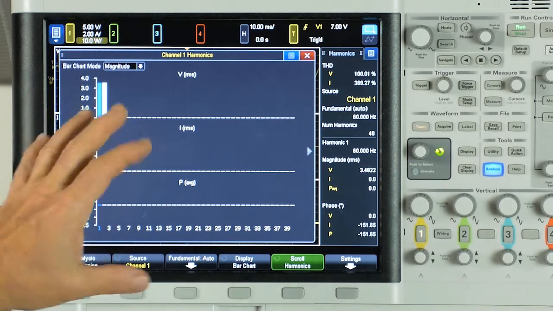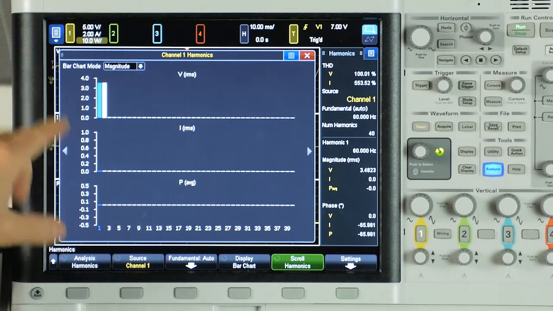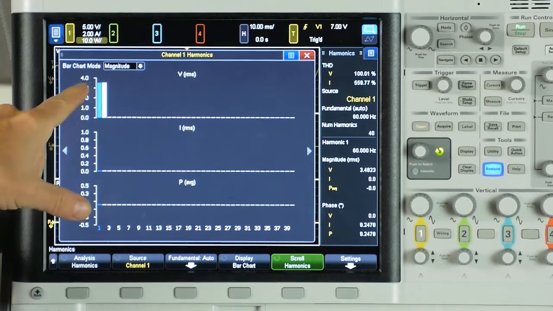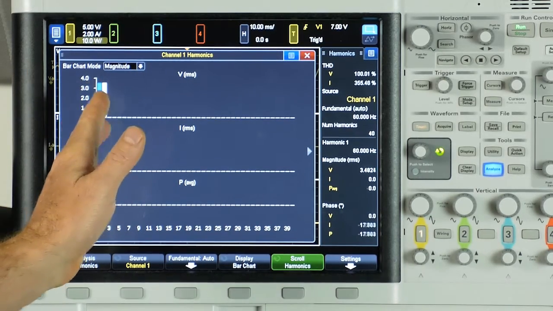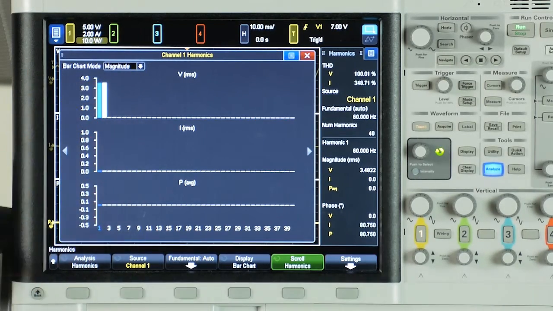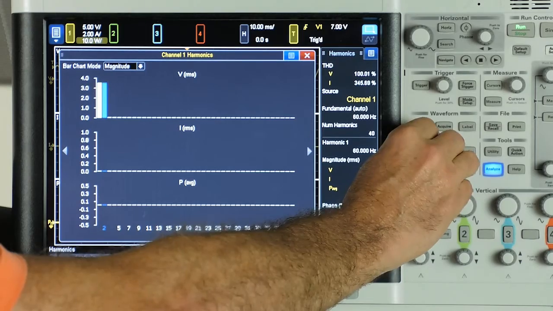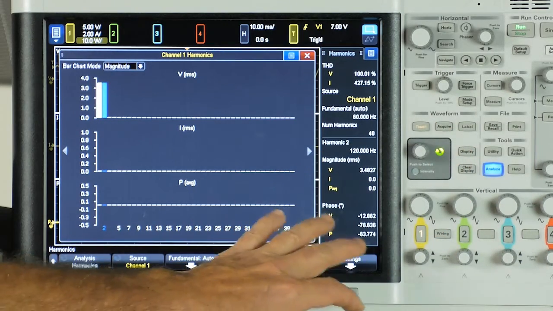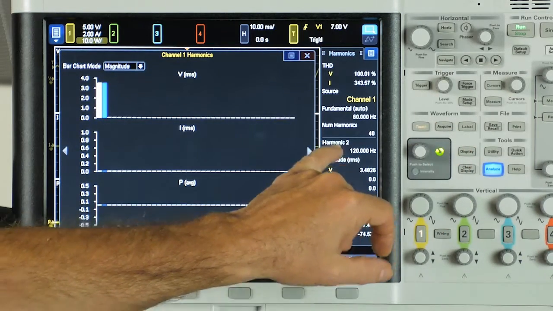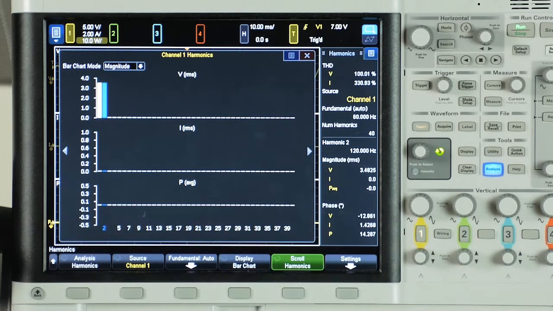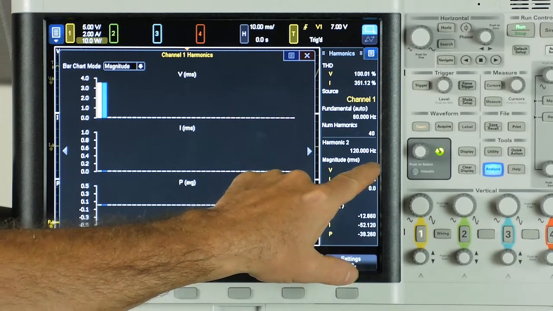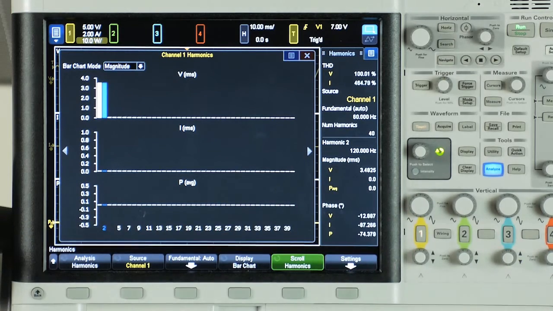And now we see our bar chart for magnitude, and you can see that the fundamental frequency is the blue bar, and then this harmonic is 120 hertz, which I have set on the function generator. We can get information about that by scrolling over until we see the blue bar. Now this is telling us that the second harmonic is at 120 hertz, and there's the voltage, 3.4-something volts.